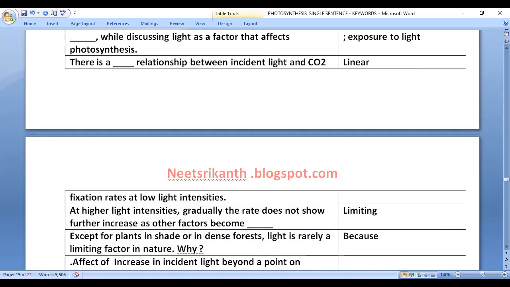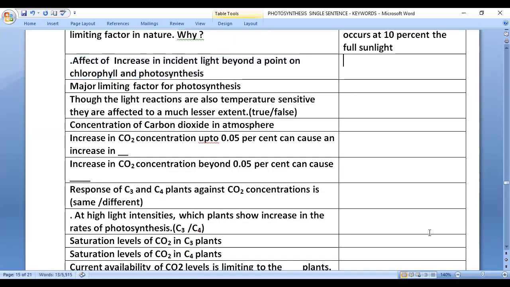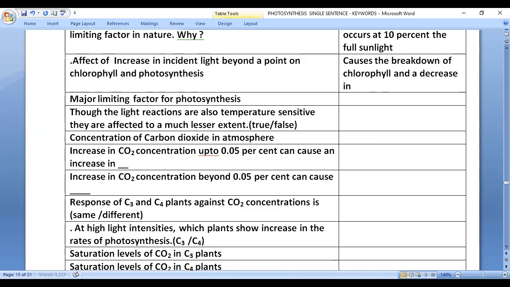Why? Light saturation occurs at 10% of the full sunlight. An increase in incident light beyond a point causes the breakdown of chlorophyll and a decrease in photosynthesis.